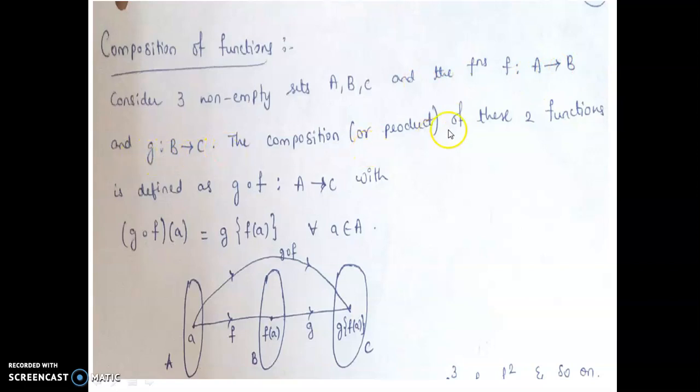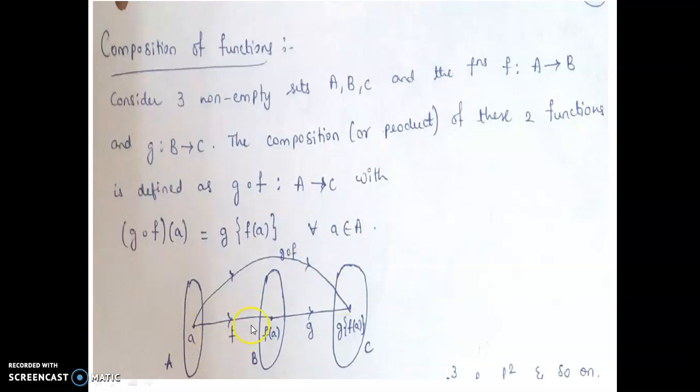And a function g from B to C. The composition of these two functions is defined by g of f, from A to C. f is from A to B and g is from B to C. Then g of f is from A to C, where (g of f)(a) is equal to g(f(a)) for all a belonging to A. So it is denoted in this manner.